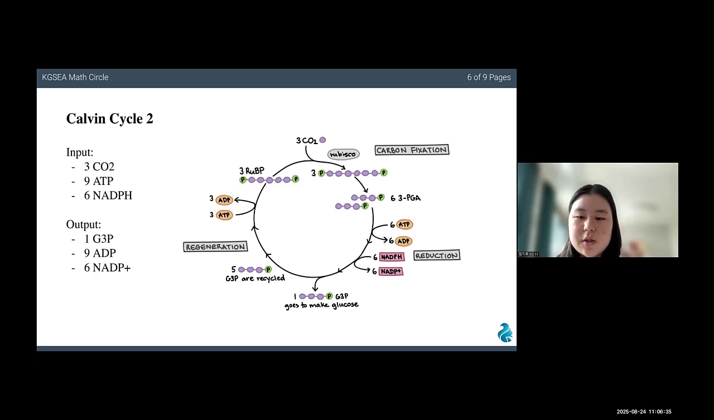And third is regeneration of RuBP. The final step uses ATP to rearrange the remaining 5 G3P molecules back into 3 molecules of RuBP. This regeneration is crucial because it allows the cycle to continue capturing new CO2 molecules.